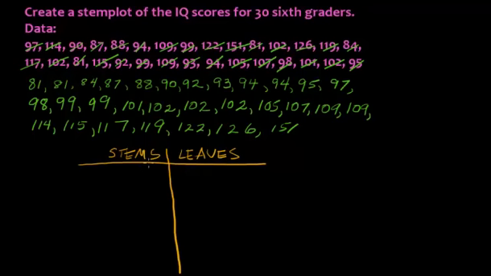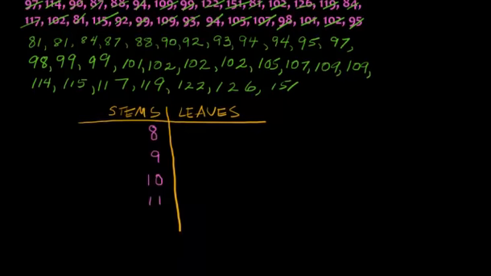So now we need to decide where we would begin. Our lowest value is 81. We're going to let our leaves be the ones, so the stems are the other digits. So when I write an 8 right here, what I'm actually saying is 80. And so then the next group will be the 90s. And then when I put a 10 here, that actually represents 100. And we know we get into the teens in the hundreds.